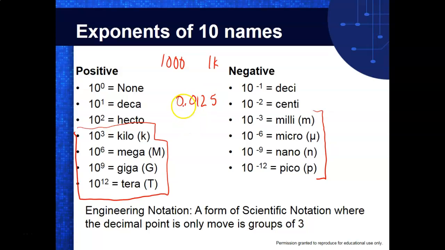You understand? So if I had 0.0125, then I go 1, 2, 3, and I would say 12.5 milli, which in scientific notation, we would have stopped at the 1. In engineer notation, we always move in groups of 3s. Everybody understand that? So this is what we're going to use.